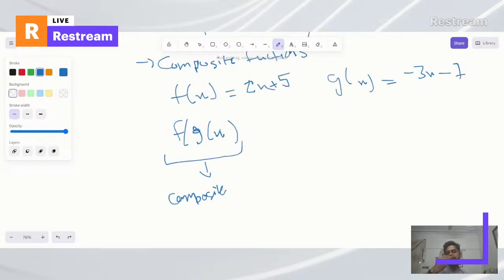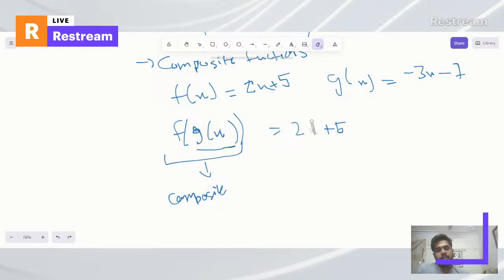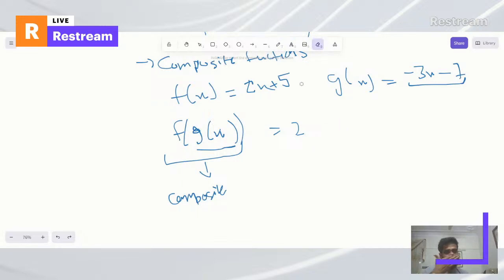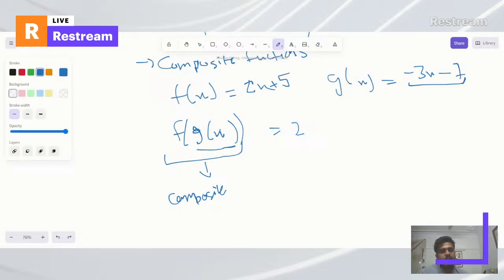So if I've written it as f(g(x)), it means that if I write down f(x), in place of x I write down the thing which is inside the bracket of f. So what's inside the bracket of f? It's g(x). So what's the value of g(x)? g(x) is equal to negative 3x minus 7, right? So that is how we are going to write composite functions.